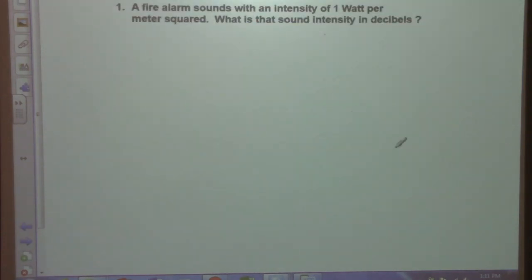A fire alarm sounds with intensity of 1 watt per meter squared. What is that sound intensity in decibels? So what is your sound intensity going to be? Your decibels are equal to 10 log I over I sub 0, and I sub 0 is defined to be 10 to the negative 12 watts per meter squared.